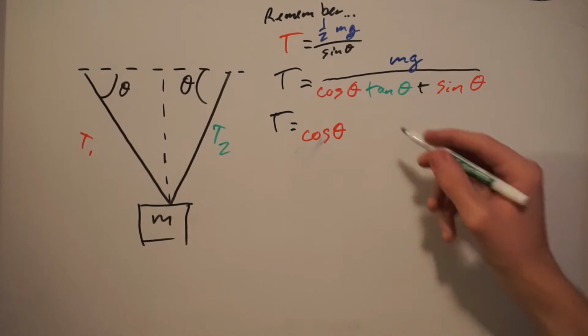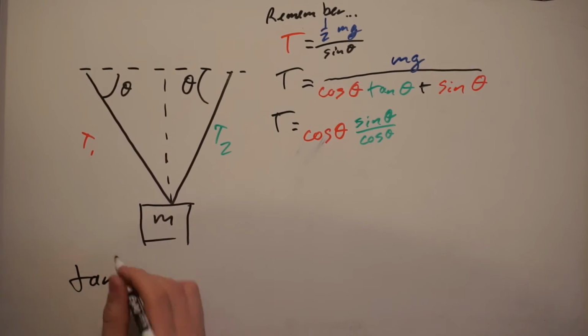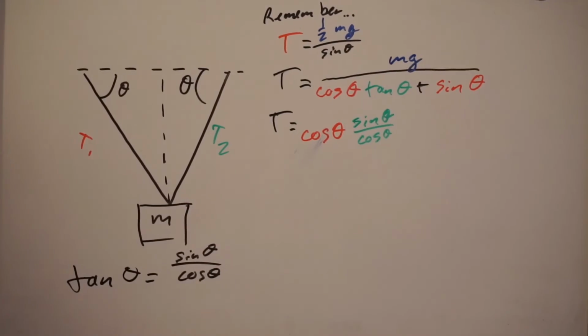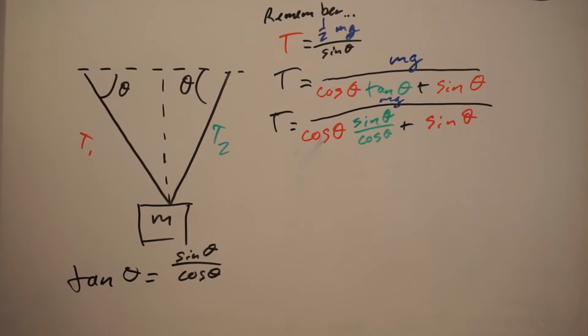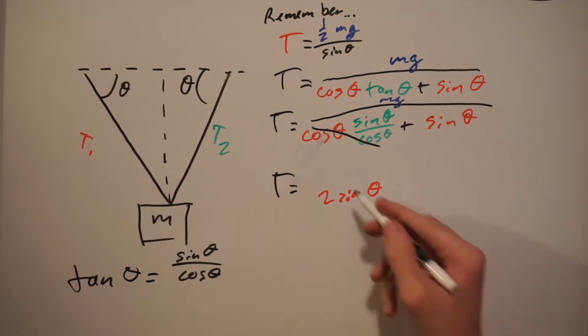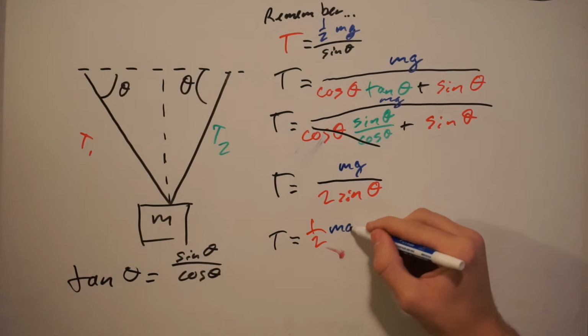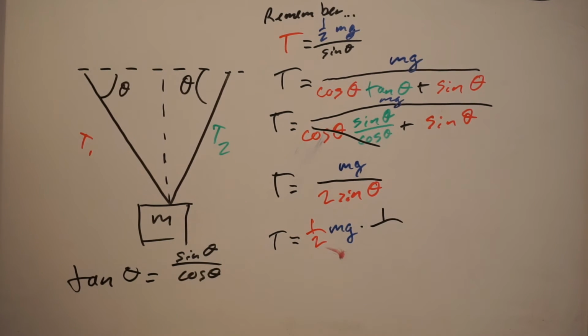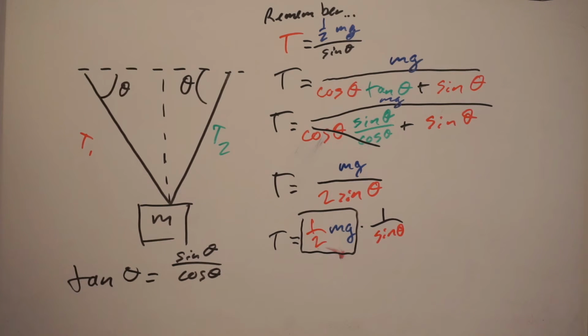Let's take that denominator and break it up into cosine theta times sine theta over cos theta, because tangent is sine over cosine, plus sine theta. Well, look, those two cosines cancel out. So now we have tension equals mg over sine plus sine, which is 2 sine theta. Well, now I can factor that 2 out. T equals 1/2 mg over sine theta. Well, gee, if I factor that mg out as well, I'll get tension equals 1/2 mg times 1 over sine theta. And so that's why each string gets half the weight force.